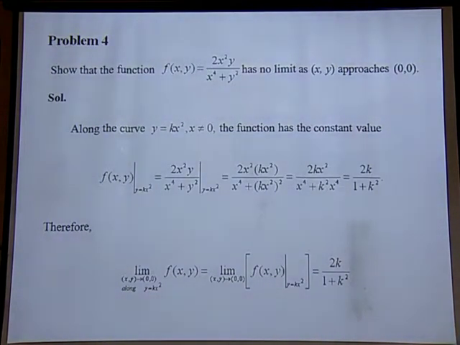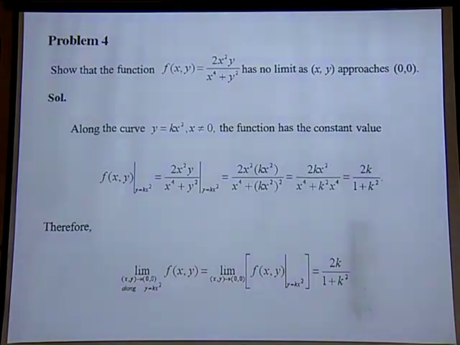Here f of (x, y) as y is equal to kx squared is equal to 2x squared y over (x to the power 4 plus y squared), when y is equal to kx squared, which is equal to 2x squared into kx squared over (x to the power 4 plus (kx squared) raised to power 2), which is equal to 2k x to the power 4 over (x to the power 4 plus k squared x to the power 4). Now, in the denominator and numerator x to the power 4 is common, which can be cancelled, which is equal to 2k over (1 plus k squared).